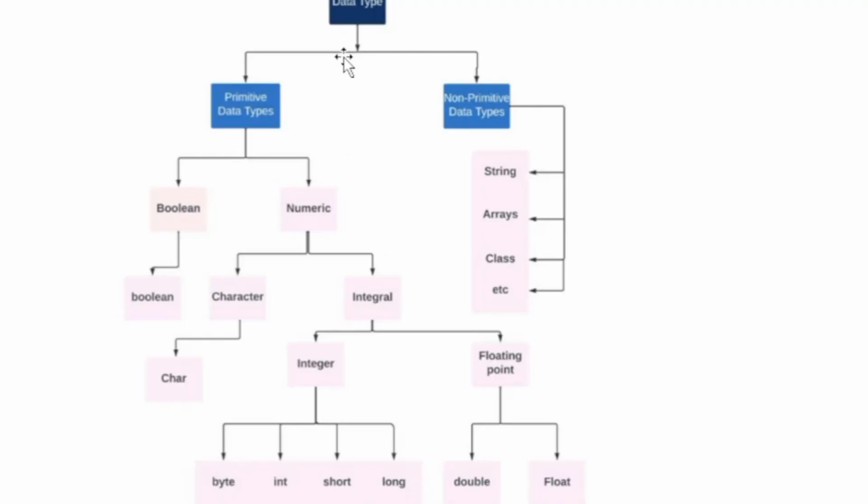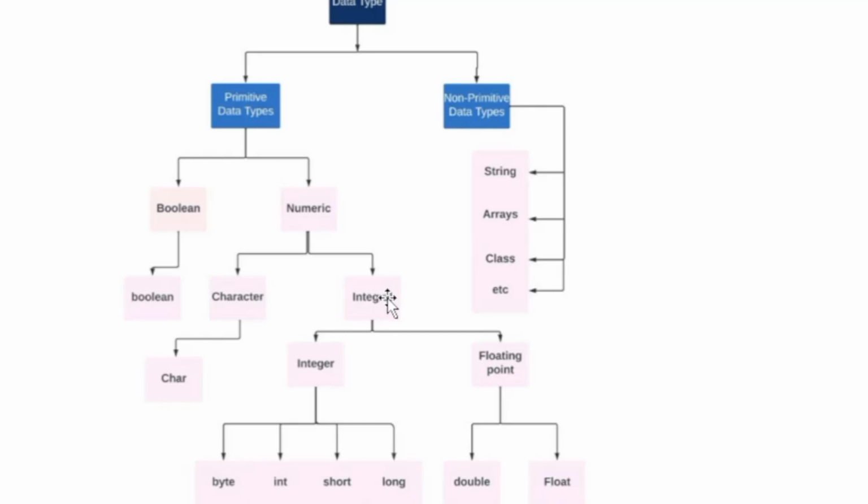Now let's see the basic flowchart of data types. Here we have primitive data types and non-primitive data types. In non-primitive data types we have strings, arrays, classes, or other non-primitive data types like interface. In primitive data types we have boolean and numeric. Boolean has boolean values, either true or false, while in numeric we have character type and integral type.